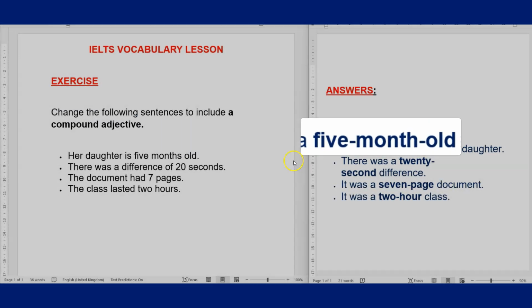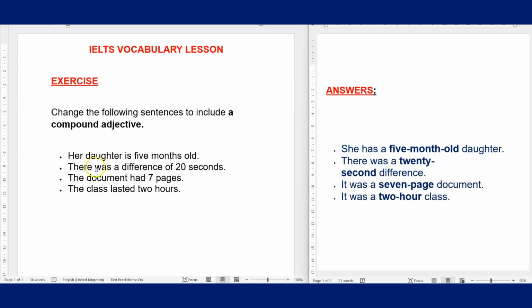the adjectives. The next question: there was a difference of 20 seconds. So we are trying to qualify the difference. How many difference were there? 20 seconds different. A 20-second difference. Sorry, a 20-second difference. So there was a 20-second difference. No S. There was a 20-second difference, and that's what we see in here.